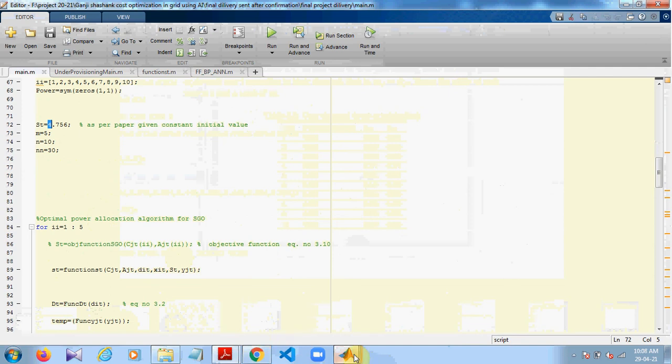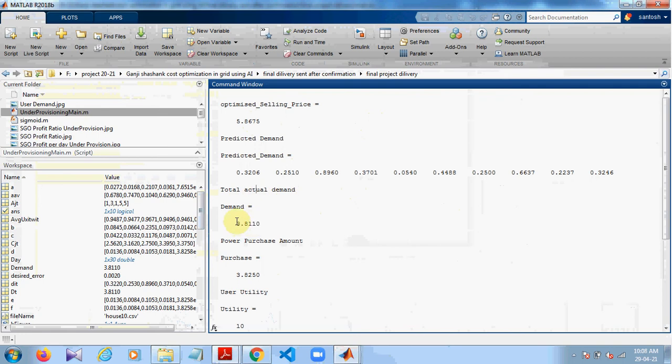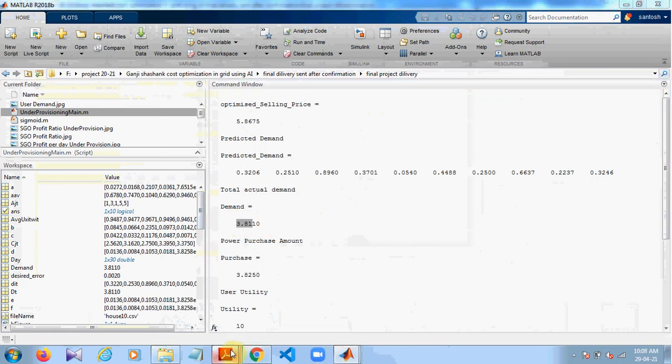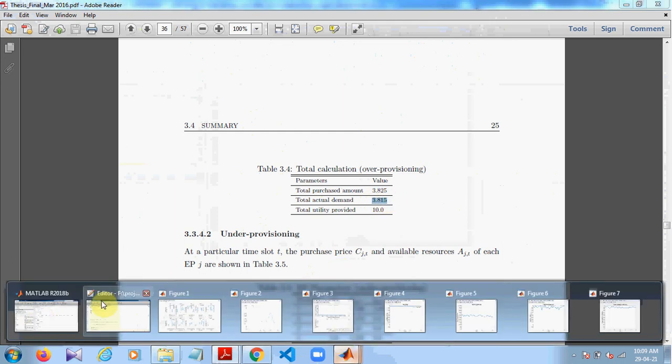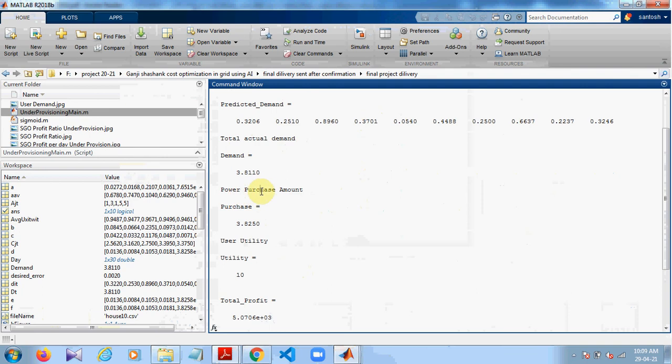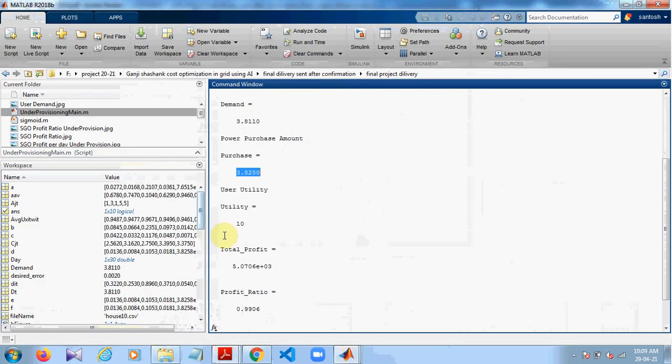Afterwards, our console is printing the total actual demand, that is 3.8110. We'll see the exact value of the paper. The total actual demand there is 3.815. It is very similar to the given demand. Then the power purchase amount is 3.825, and as per the paper it is 3.825. It is the same. Then we have to find out the total utility provided. In the paper it is 10, and in our case it is also 10. So now we'll find out further things.